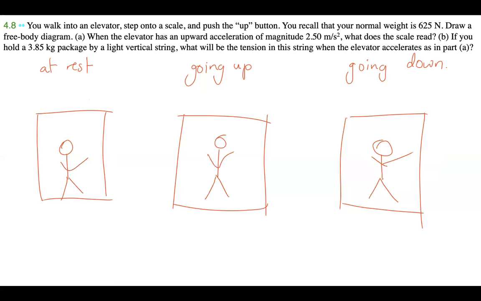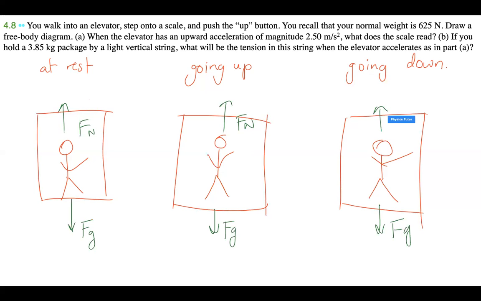So when we're at rest, what are the forces acting on this person? There's Fg, which is the force of gravity, and then there's the normal force. When we're going up, there's also Fg and the normal force. And same with going down, there's Fg and the normal force. But what's the difference?